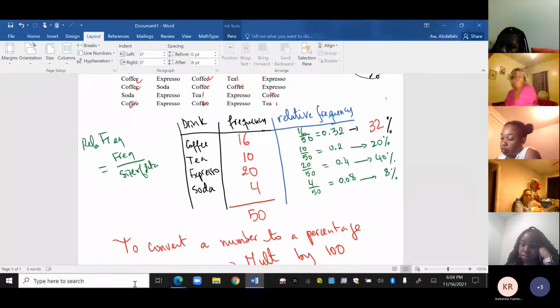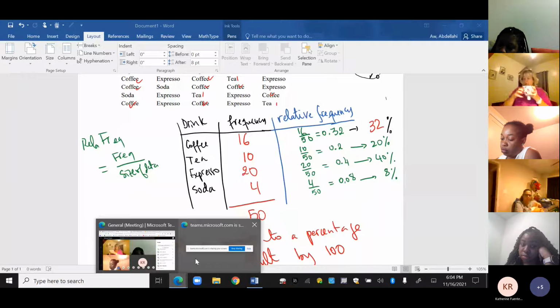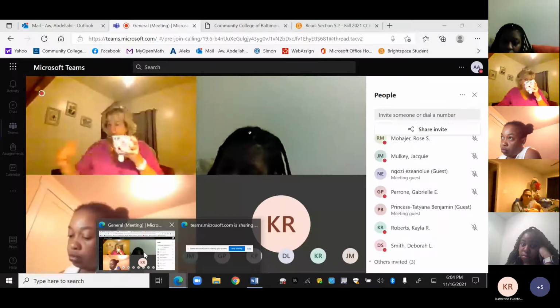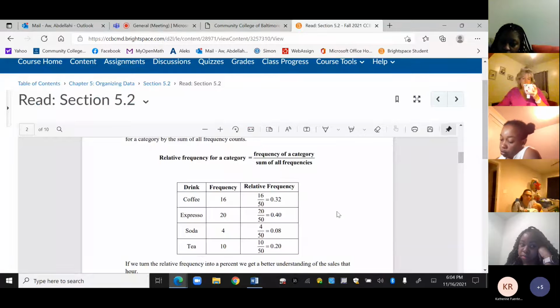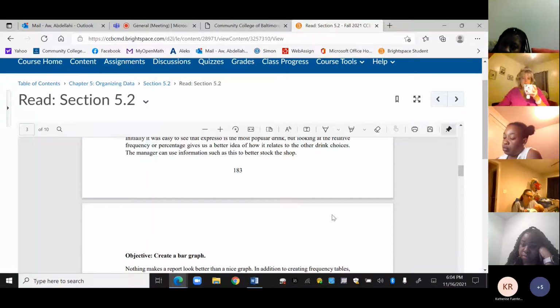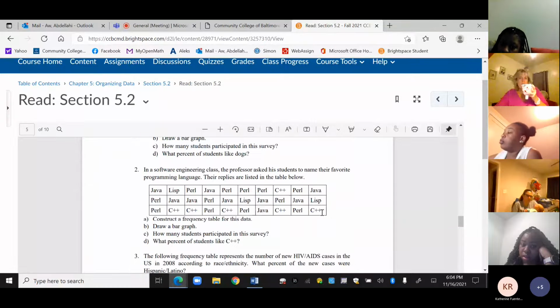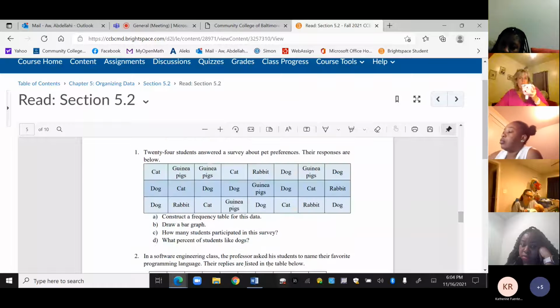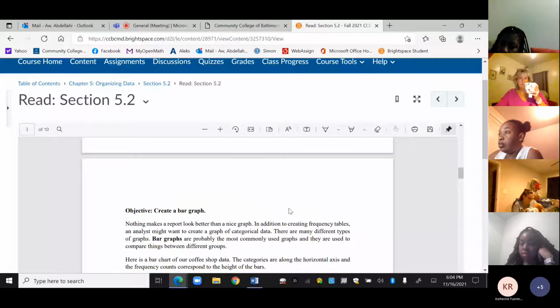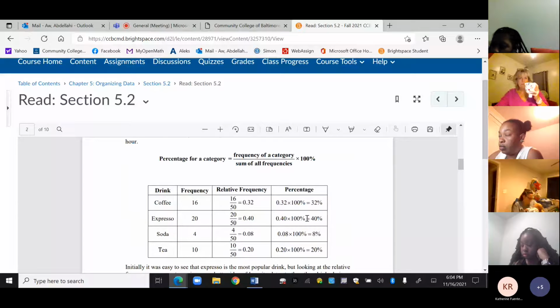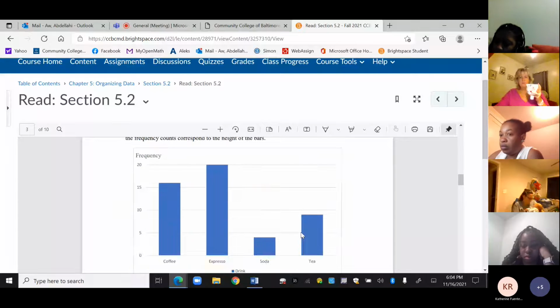So now let me see if we got another one here. Okay, so before we do that, let's talk first about the bar graph. How do we create a bar graph? For instance, what you have here, how do we create a bar graph?